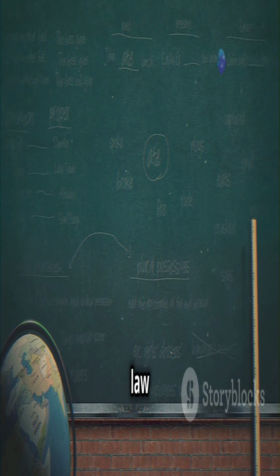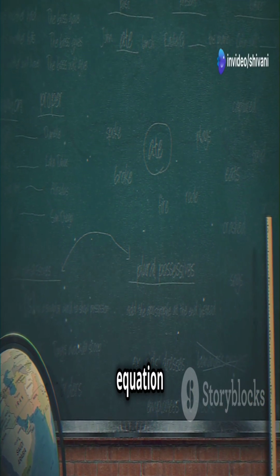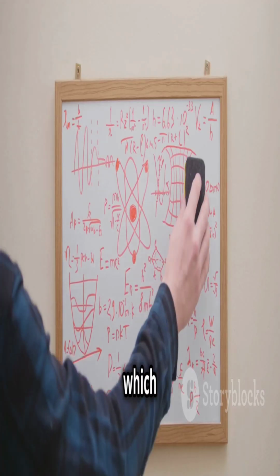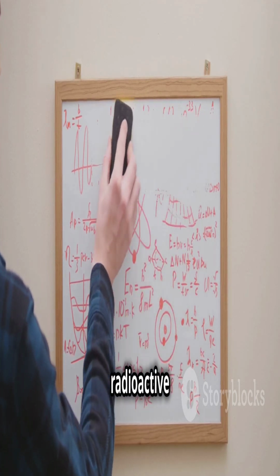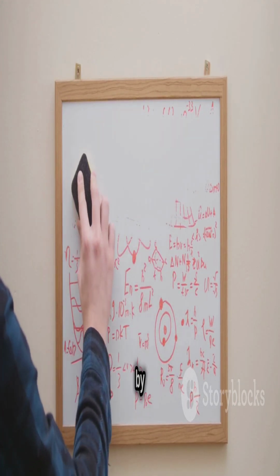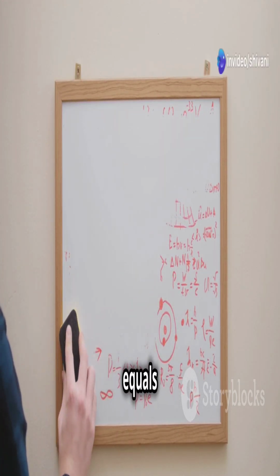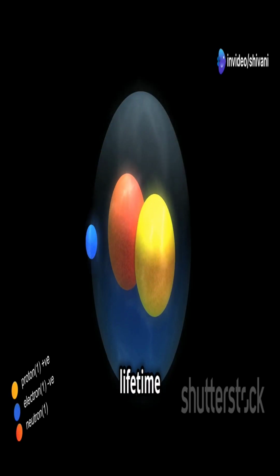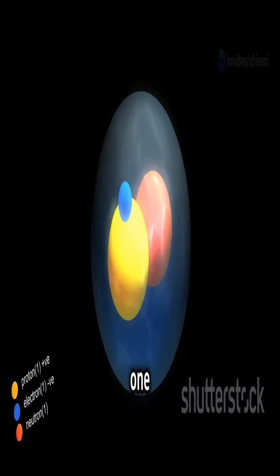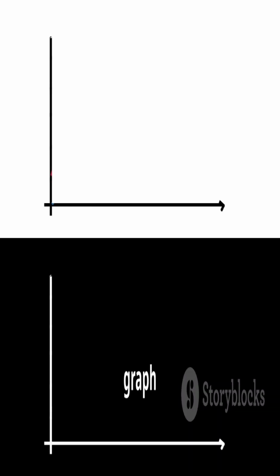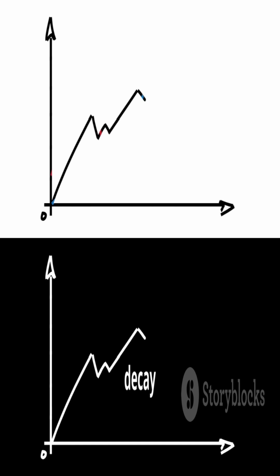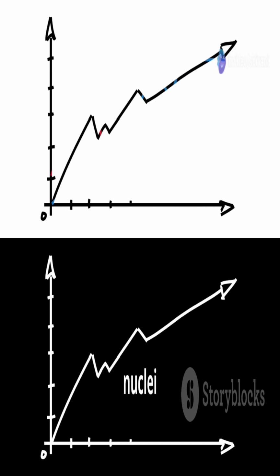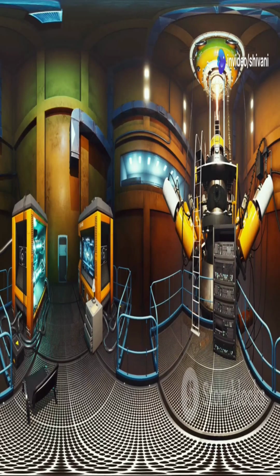The radioactive decay law can be expressed with the equation N equals N naught times e to the power of negative lambda t. The half-life, which is the time required for half of the radioactive nuclei to decay, is given by the formula T 1/2 equals 0.693 divided by lambda. The mean lifetime is represented as tau equals 1 divided by lambda. When we graph this, we get an exponential decay curve showing the number of undecayed nuclei decreasing over time.